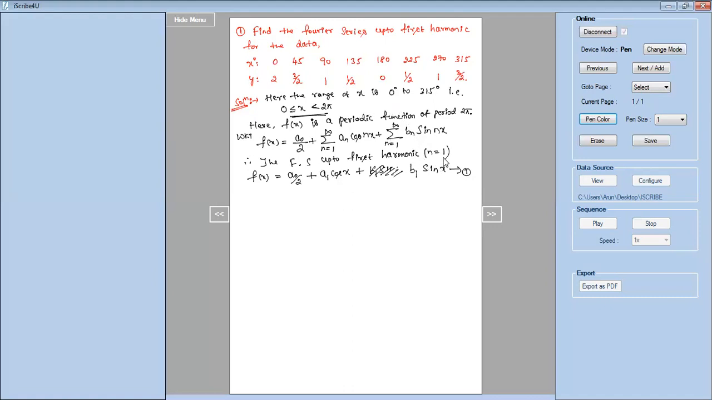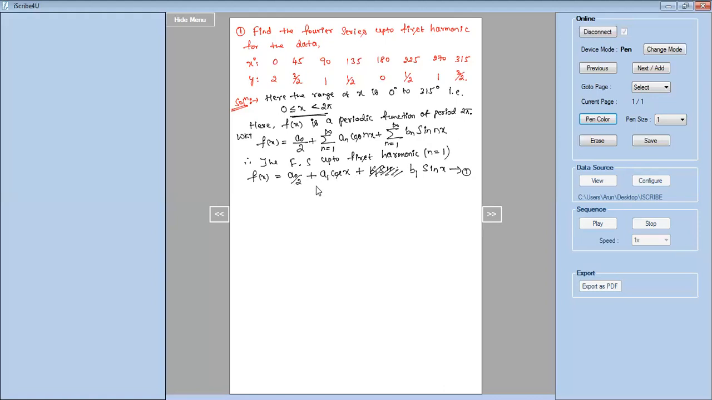If I ask for 2 harmonics, n will be equal to 1, 2. So the formula is a naught by 2 plus a1 cos x plus, n is 2 means a2 cos 2x. And similarly, n is 1 means b1 sin x, n is 2 means b2 sin 2x, like this. So just by giving the value of n, expand it. This is the Fourier series up to first harmonic, in which the unknowns are a naught, a1 and b1. If we calculate a naught, a1, b1 and substitute back, we will get the Fourier series of the problem. This is how we have to do.